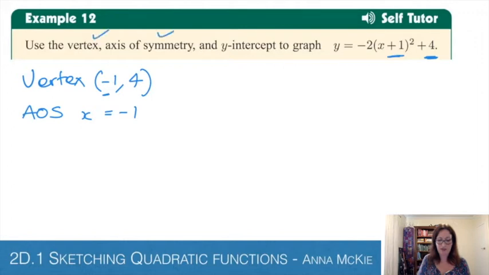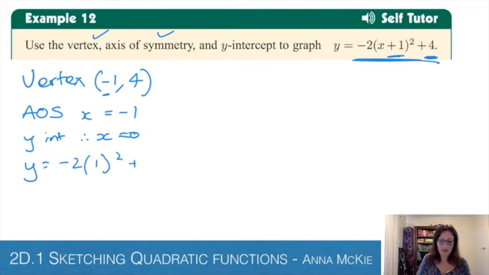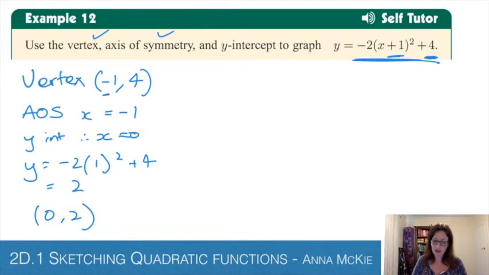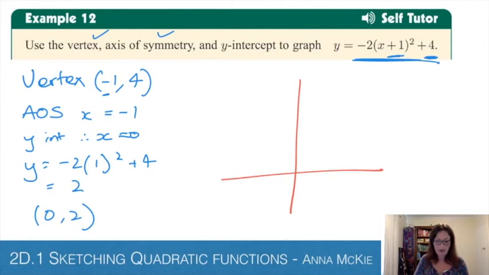So tick, we've done that one and that one. The y-intercept, therefore the opposite letter equals 0, and we substitute that in to our function up here. So y is equal to -2(1) squared plus 4, that all comes out to be 2. Sometimes it's handy to write that as a coordinate too, to know what you have to plot. So, axes, using a ruler of course, nothing as dodgy as this. Plotting our points. Our vertex is (-1, 4).